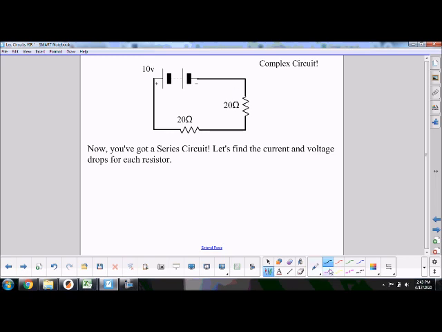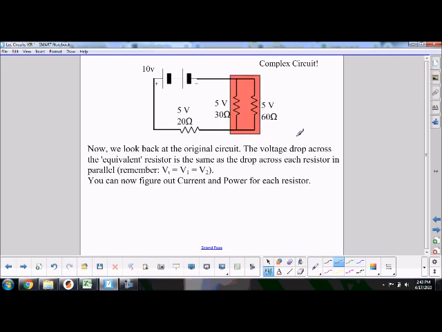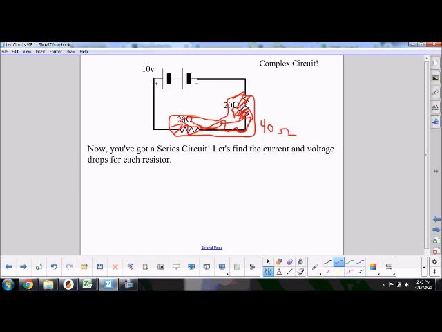In fact, I'm even going to do that. I'm going to take a marker here, and I'm going to highlight those together like I did with the other ones in parallel, and say, hey, I'm going to replace these guys with an equivalent, imaginary, illusionary, fictitious, not really there, but we'll pretend it is there, equivalent resistor. Because they are in series, the equivalent resistance would be 40 ohms. So that means my total resistance is 40 ohms.